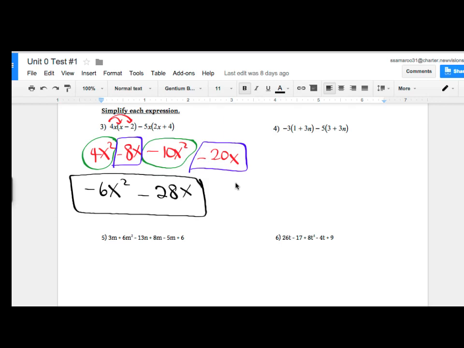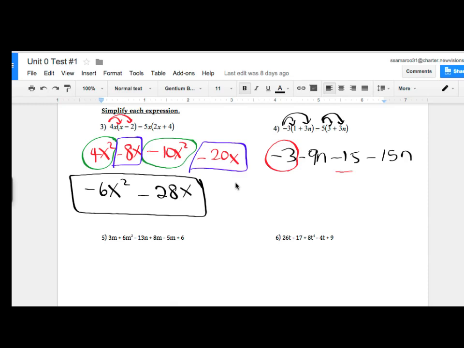Okay, so for number 4. Let's start distributing. That's the first step. Whenever you see parentheses, we want to distribute. So this becomes -3 minus 3 times 3 is 9, and minus 15 times n, minus 15n. And it's very important to distribute the negative sign in front of the 5. Perfect. A lot of students were not doing that, and it changed the whole answer.